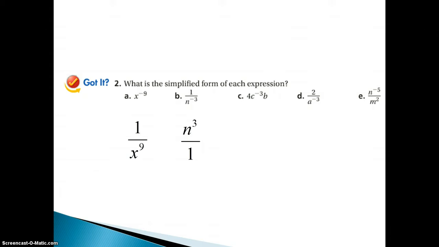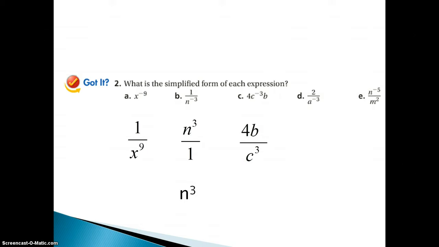Example C, you notice it says 4 times c to the negative third times b. They're all stuck together, it means multiply. The 4 and the b are both positive exponents, 4 to the first and b to the first. But the c to the negative third, that one's negative, so we're going to have to move that one downstairs. So c to the negative third is just going to go downstairs and become c to the positive third.